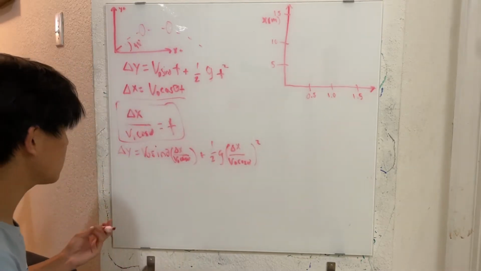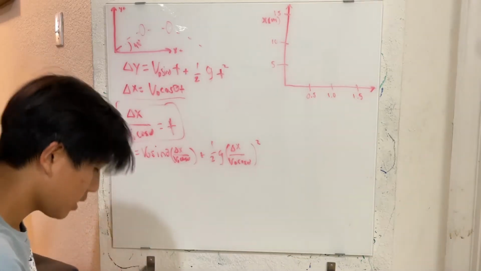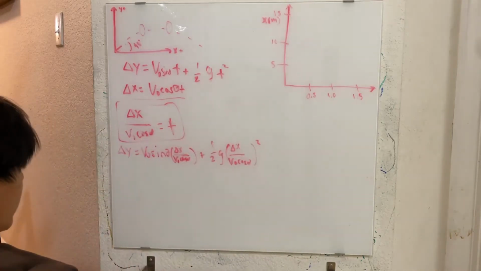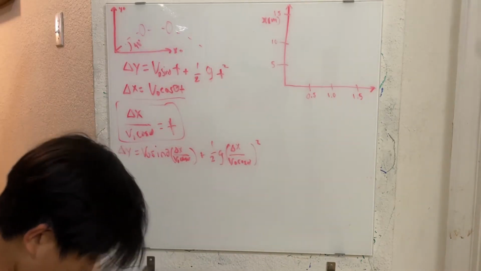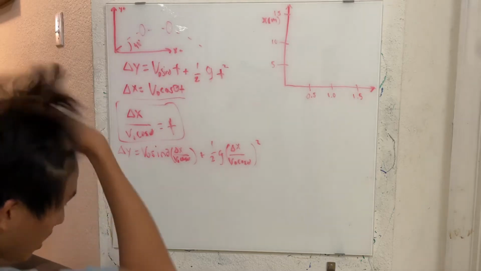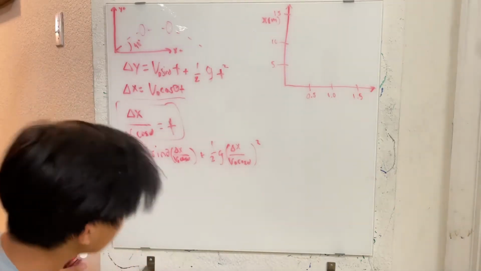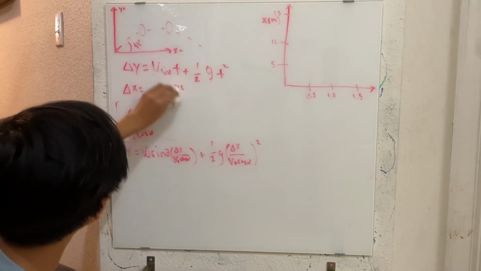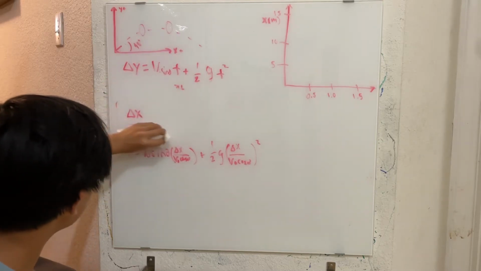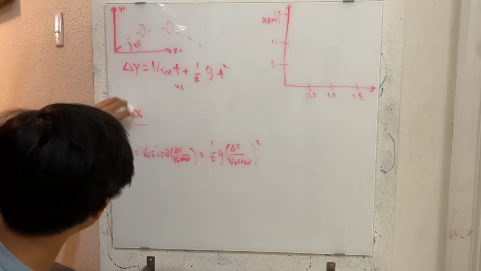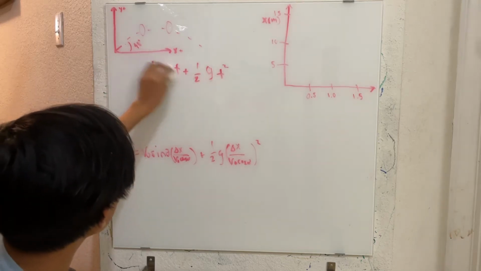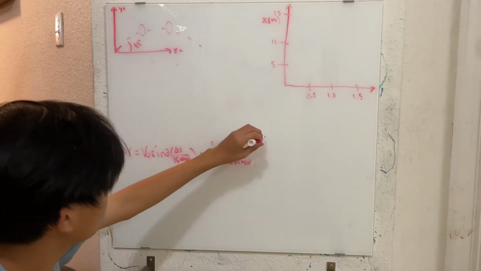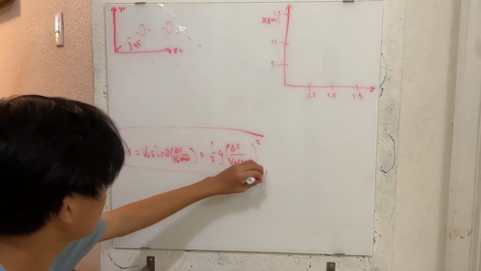So yeah, this is the answer to part A. This is the equation that we could use to find delta y at any given point. And I'm just going to erase here. So this is our answer to part A, and we're going to use this later in part C.